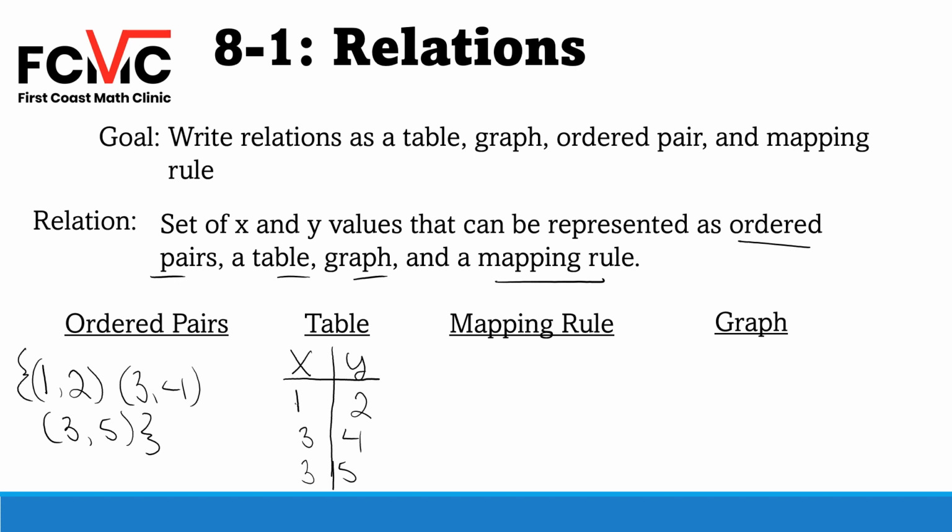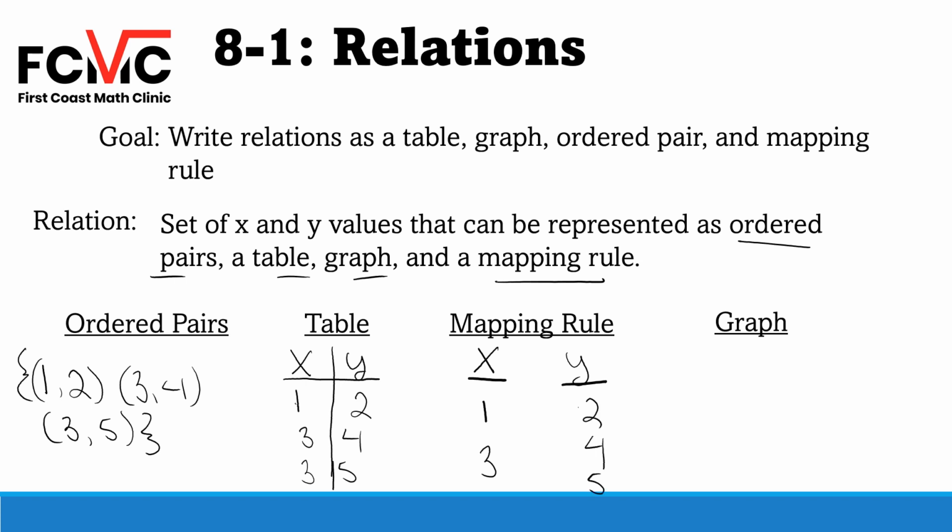Now my mapping rule. We're going to again list our x and our y values, but we want to list each distinct x value and each distinct y value only once. So I'm going to list 1 and 3, but I have two 3s, and I'm only going to list that 3 once. And 2, 4, and 5.